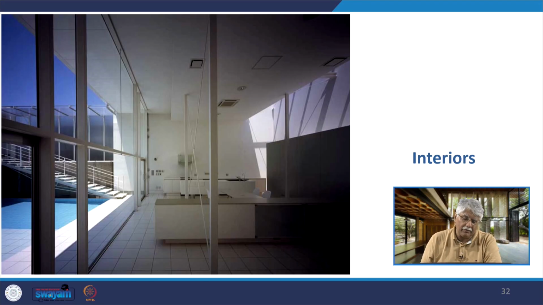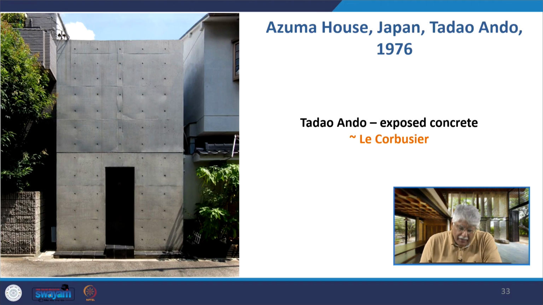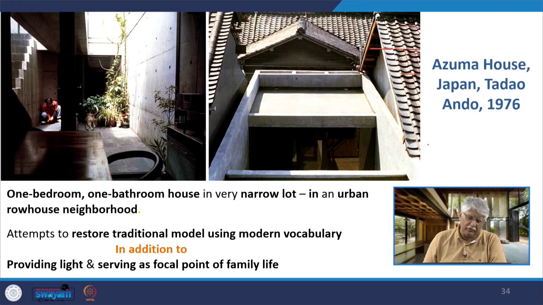This is another example of the interiors, the plan. And then a similar idea of bringing light and water and air into the house is the Azuma House in Japan by Tadao Ando in 1976, made in exposed concrete with these fine holes in it. This is fine finished concrete, a carry-on from brutalism like the works of Le Corbusier, which were actually raw finished concrete. So in the Azuma House there is one bedroom, one bathroom, on a very narrow lot in an urban row house neighborhood.